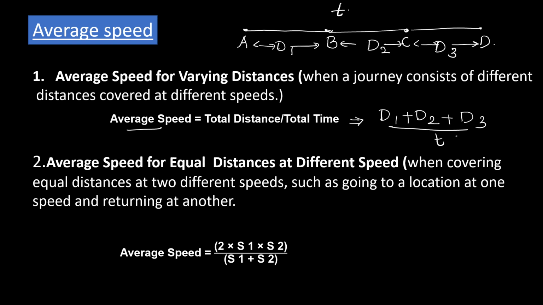Next is the average speed for equal distance at different speed. That is, if a man is going from A to B at a speed of s1, and he is returning from B to A at a speed of s2, that is, the speeds are different. Okay, in such cases the average speed is found using the formula 2 s1 s2 divided by s1 plus s2. These are the formulas for average speed.